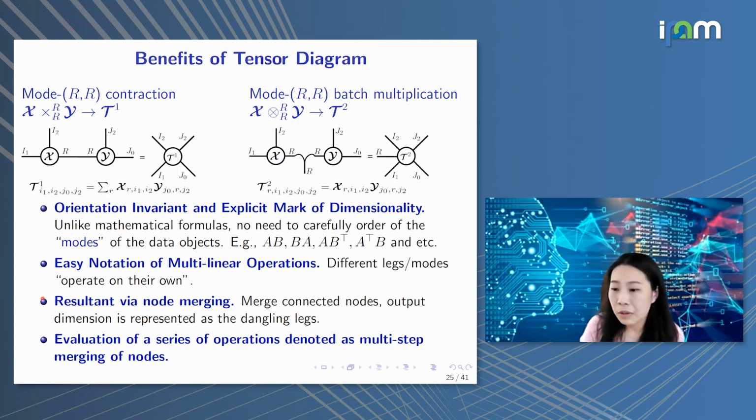Different legs and modes can operate on their own, right? So node merging is also a convenient thing because you can just merge connected nodes, and the output dimension is represented as the dangling legs, right? So the evaluation of a series of operations can be denoted as a multi-step merging of the nodes. So that's really convenient. I think it's a very intuitive way of understanding math rigorously.